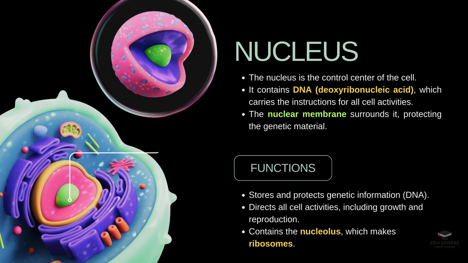Let's begin with the nucleus, which is often referred to as the control center of the cell, as it plays a crucial role in regulating cellular activities. You can think of it as the brain of the cell, as it manages and coordinates everything the cell does. The nucleus contains DNA, the genetic material that acts as a blueprint for all the functions of the cell.